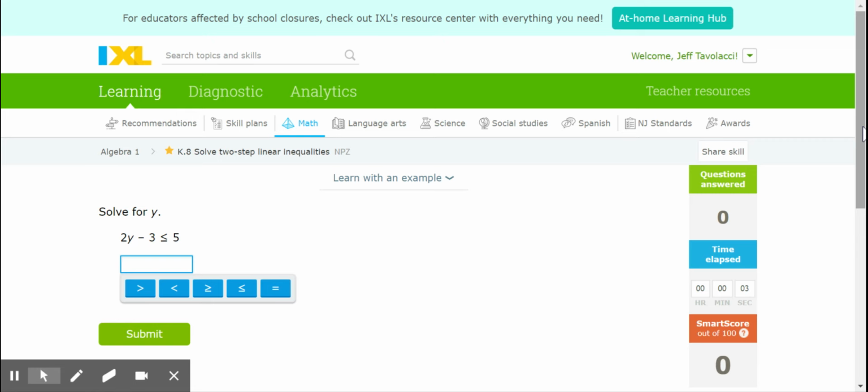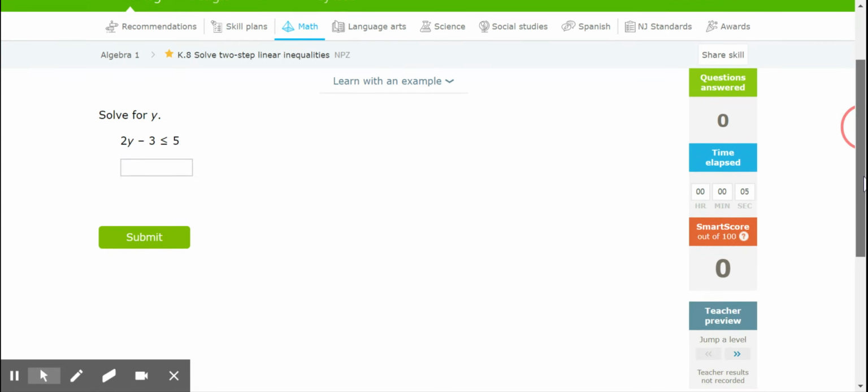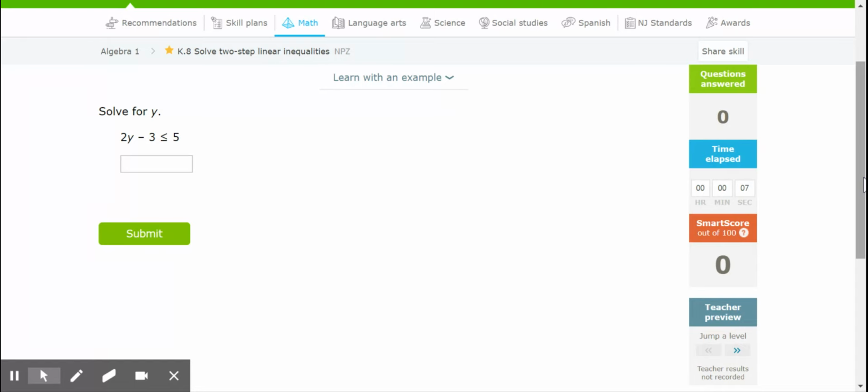Okay, guys, today we are moving on to two-step linear inequalities. It's just like two-step equations. I don't think you guys are going to really have any problem with it.